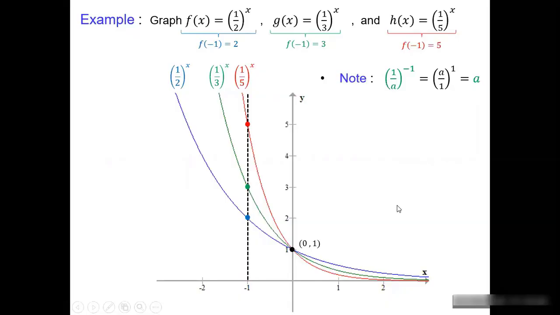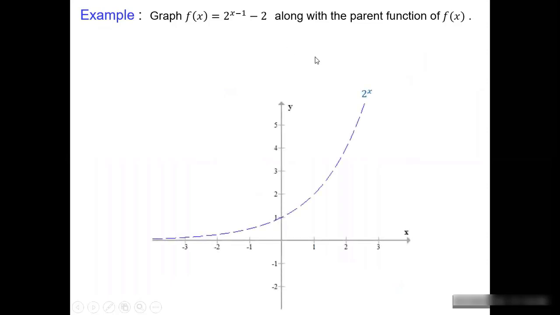So let's take a look at an example of how we can use these parent functions in order to apply transformations. So first of all, we want to graph f of x equals 2 to the power of x minus 1 minus 2. Now, if I were to start off by graphing the parent function, we should recognize that the parent function is 2 to the power of x.